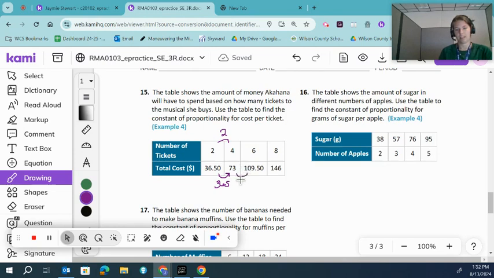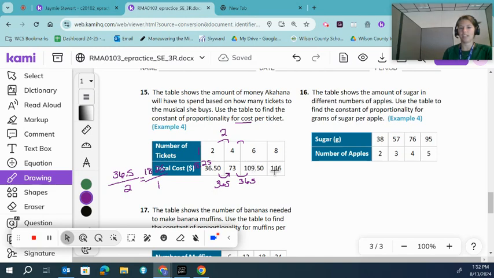Okay, and we can see that that continues throughout here. Okay, and we can also take 36.50 divided by 2. Those are all going to simplify, and one ticket is going to cost us $18.25. Again, we can find that 2 different ways. We can take our change in Y over our change in X because again, cost per ticket, which means cost goes on top, $36.50 for 2 tickets.